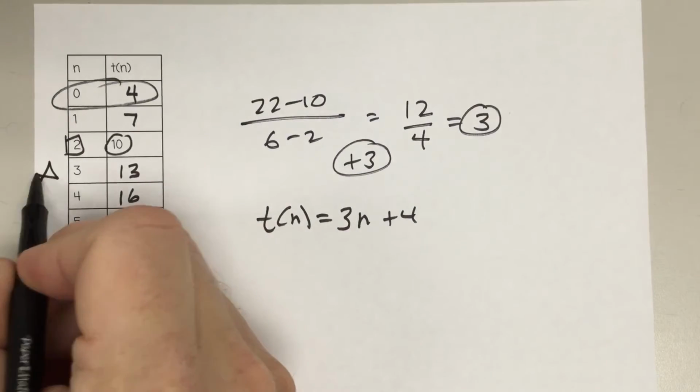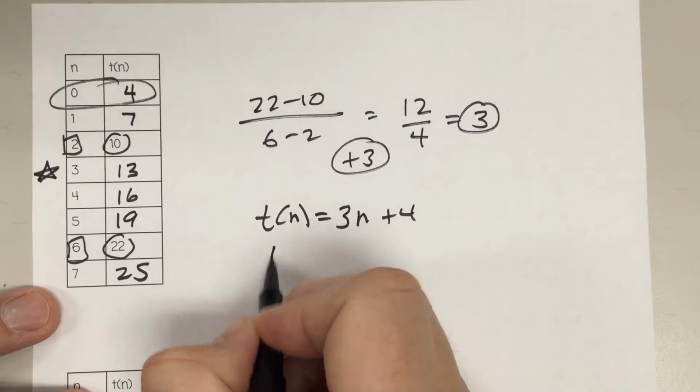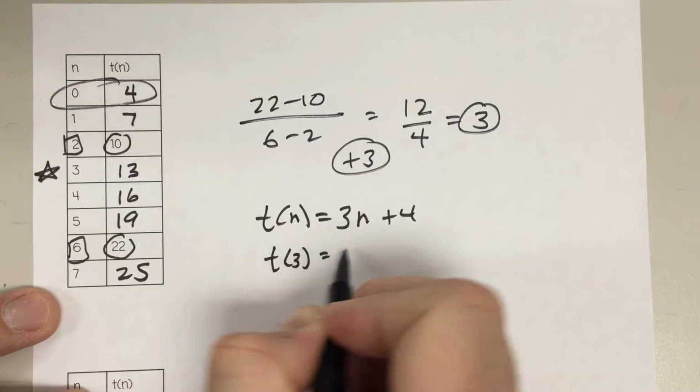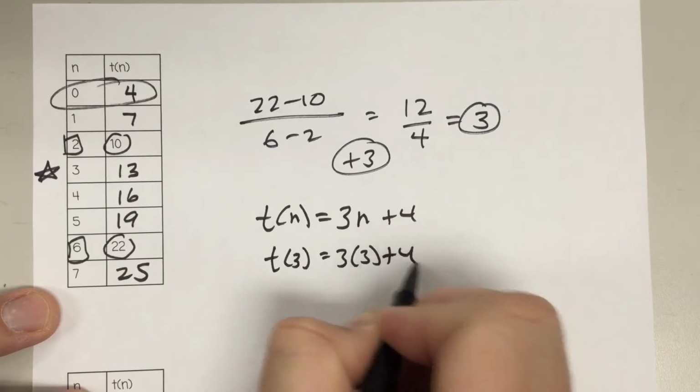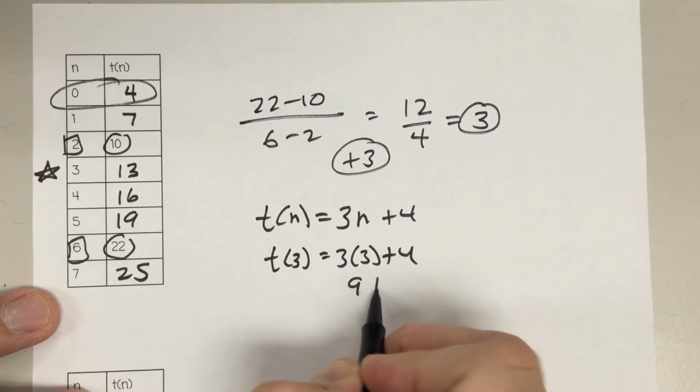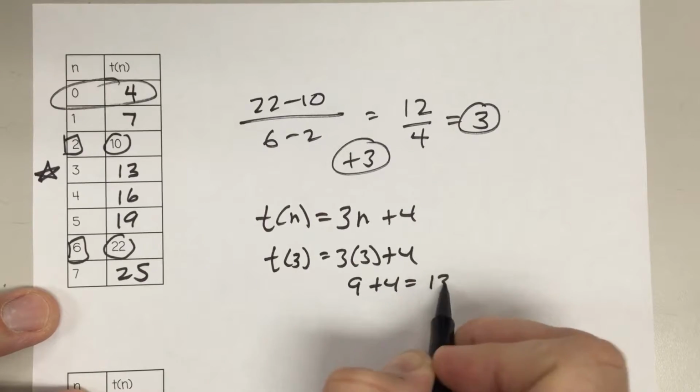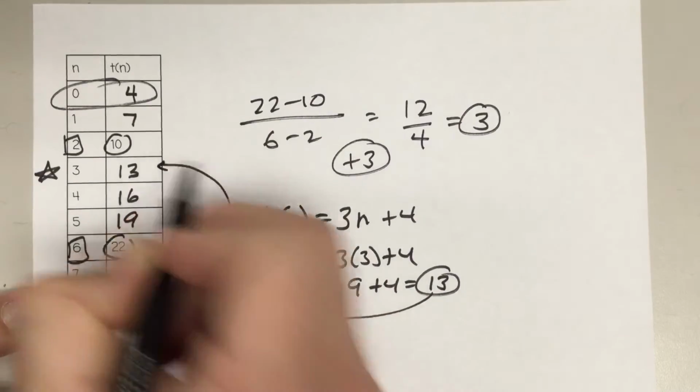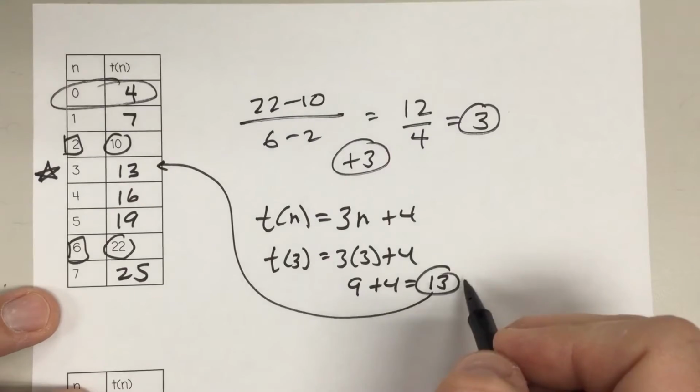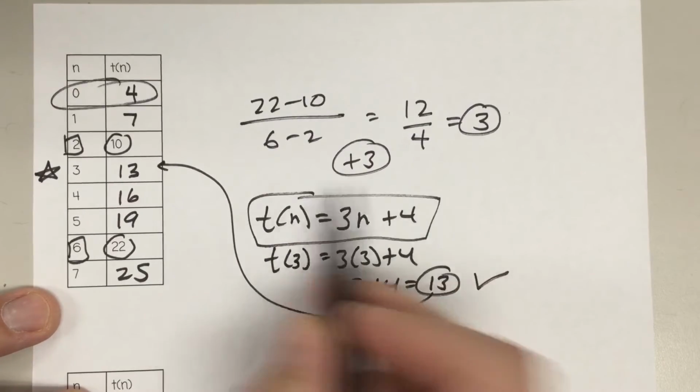Let's pick 3 this time. So I'm going to plug a 3 in for the n and see what I get. So 3 times 3 is 9. 9 plus 4 is 13, which is what I should have gotten. So that means I am right, and that is the correct equation.